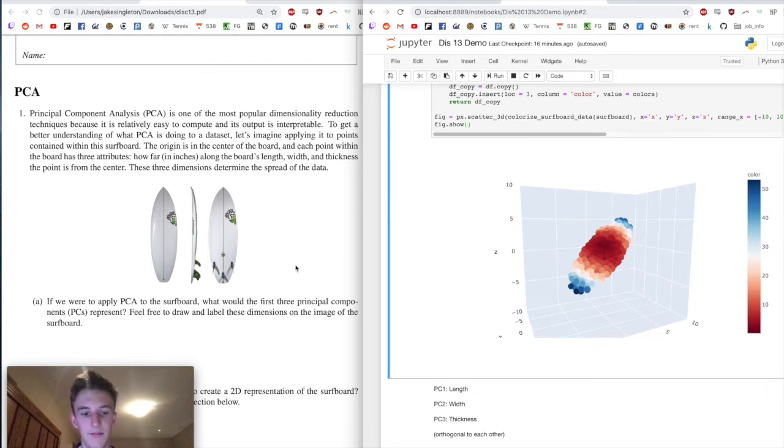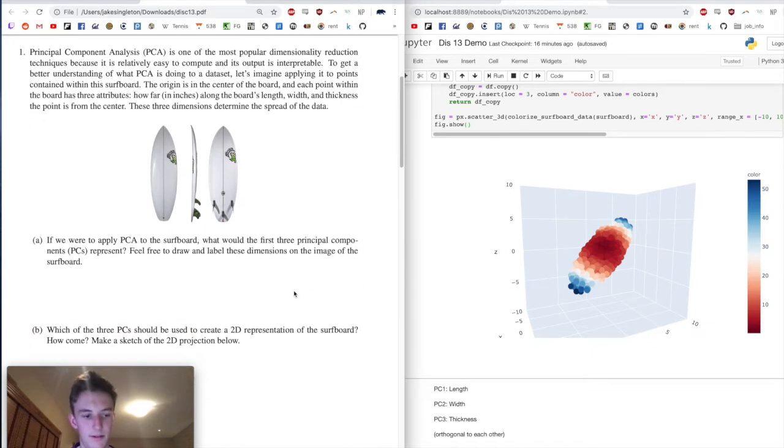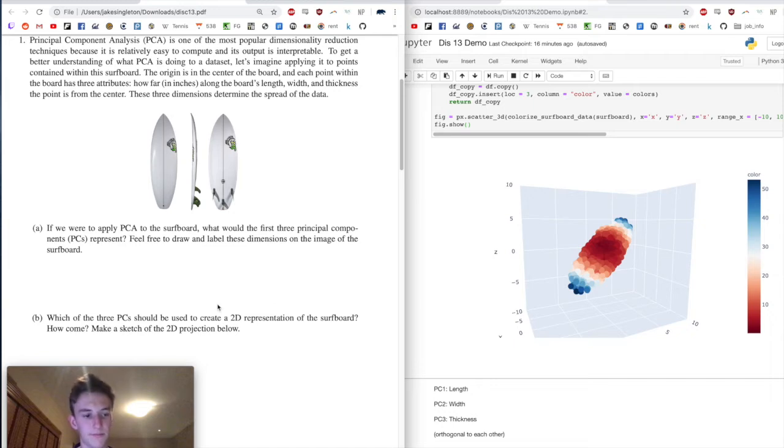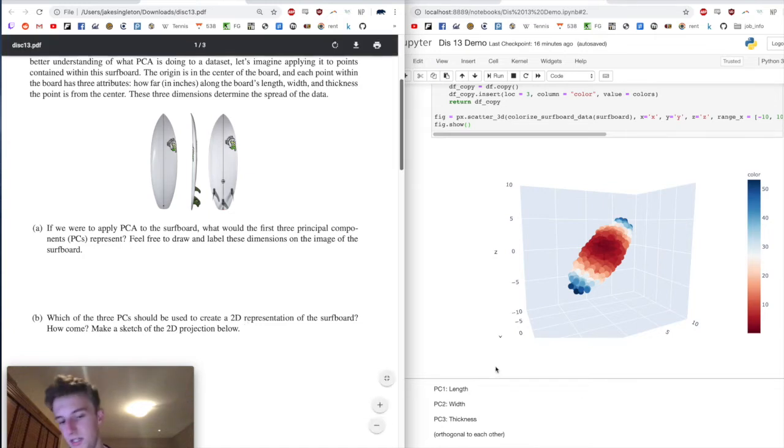Okay, so that covers part A. If we move on to part B, we're asked which of the 3 PCs should be used to create a 2D representation of the surfboard and why. It asks us to make a sketch, which I have some code below.